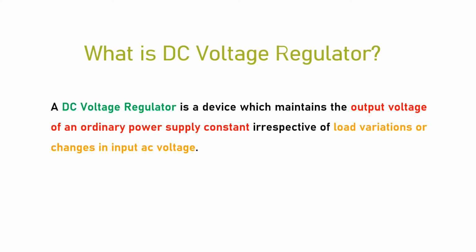Taking the example, a stabilizer which we normally use in our household applications is a voltage regulator. A stabilizer is nothing but it stabilizes the voltage. It is a voltage regulator, what we call.